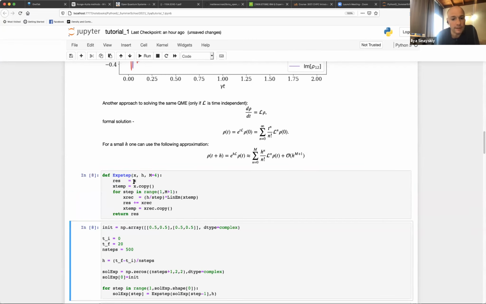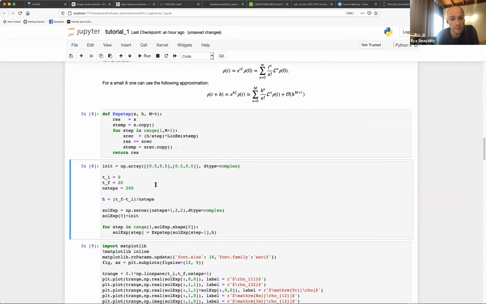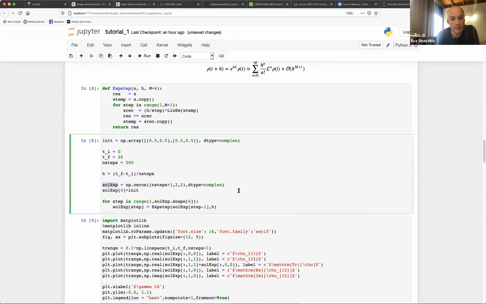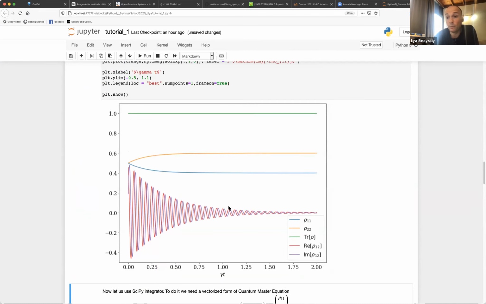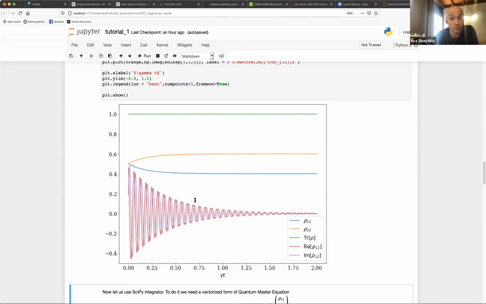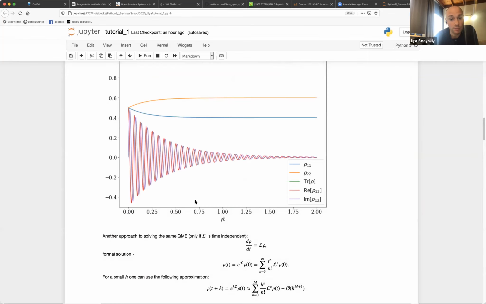Okay, I already defined it, and we can check the same setup, the same initial conditions, initial time, final time. But now the solution will be with our exponential expansion. So for the step, I'm not using Runge-Kutta, I'm using the exponential expansion. I can do the plotting again, and boom, we get absolutely the same graph. And if you're not convinced, you can play around and try to put them on top of each other, but I think they look pretty identical.